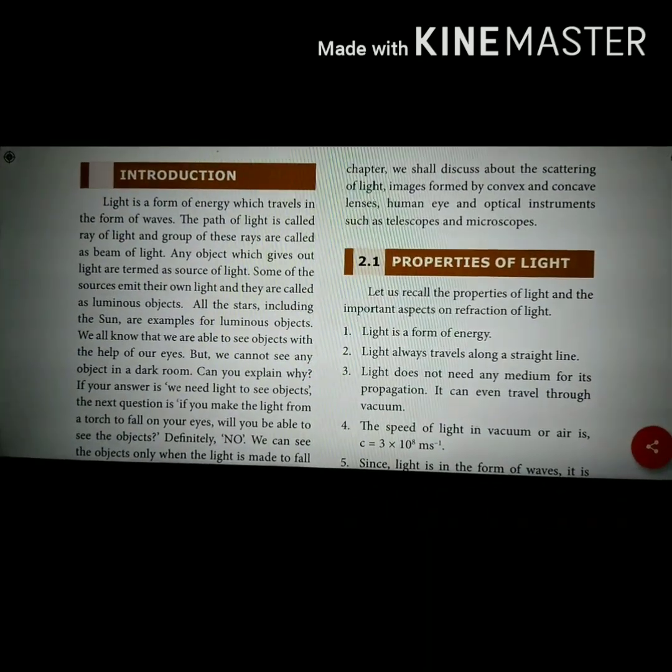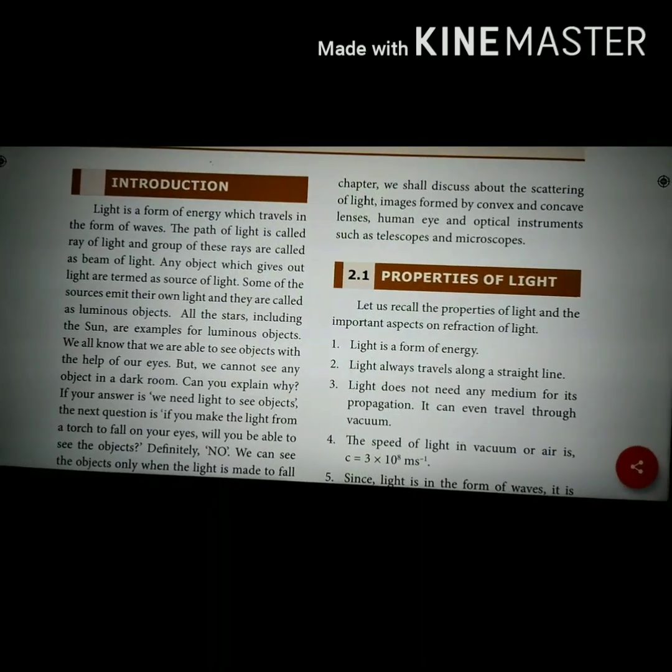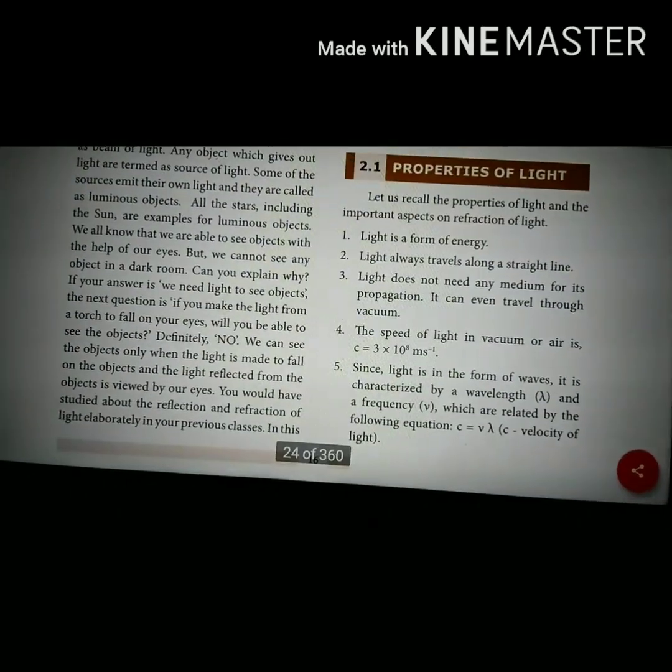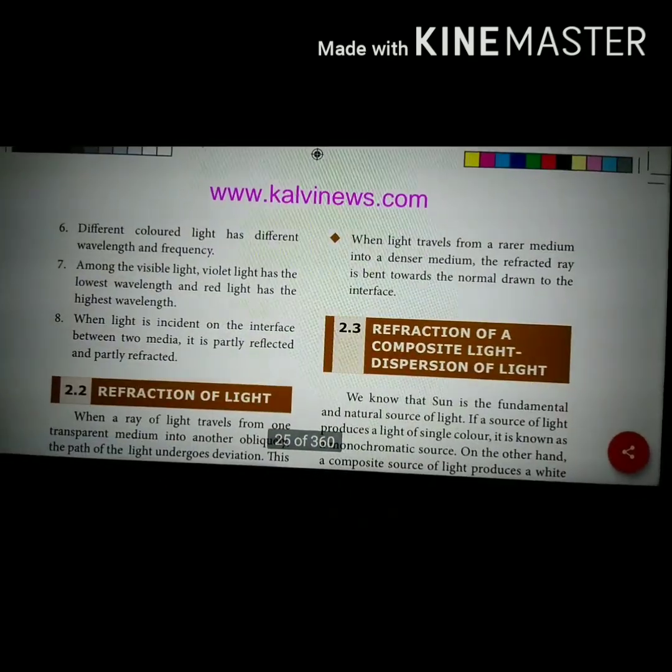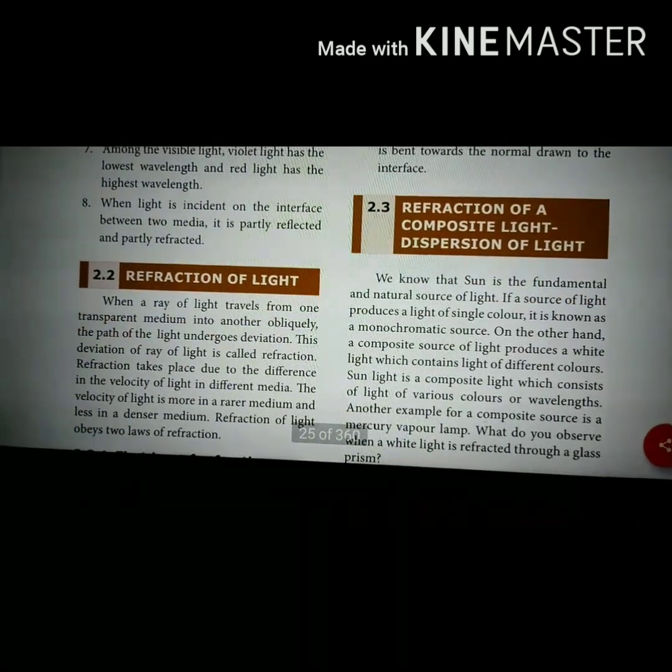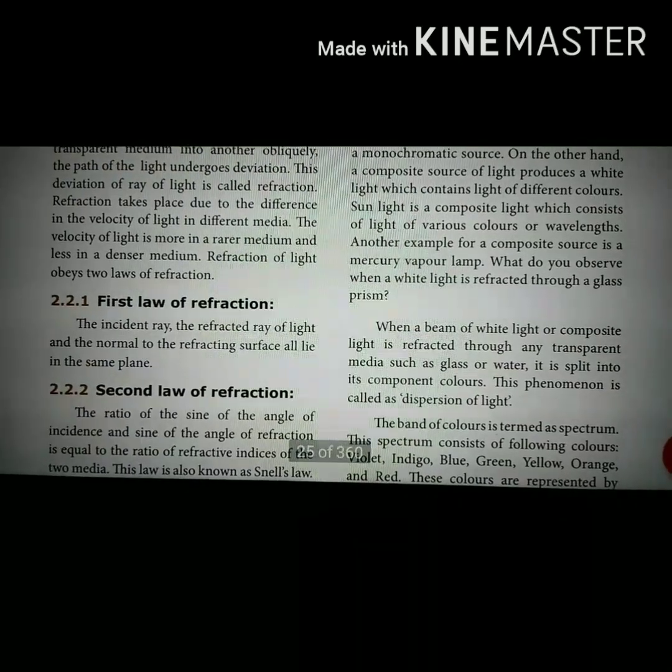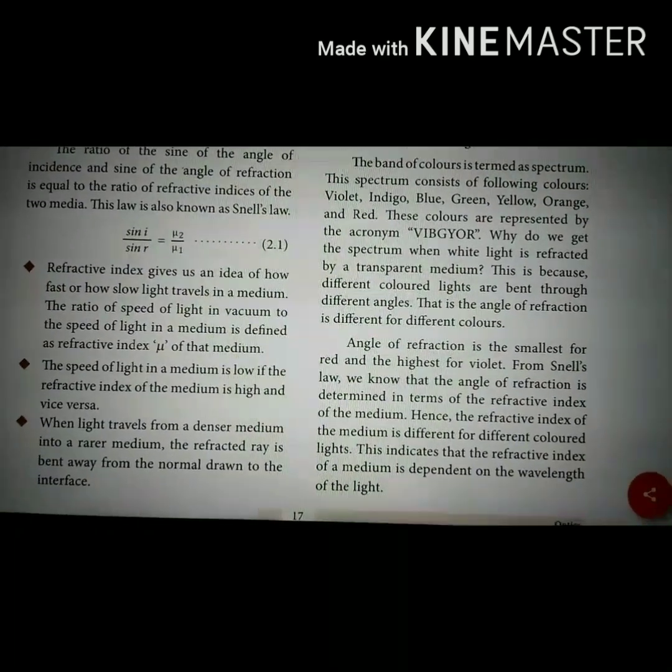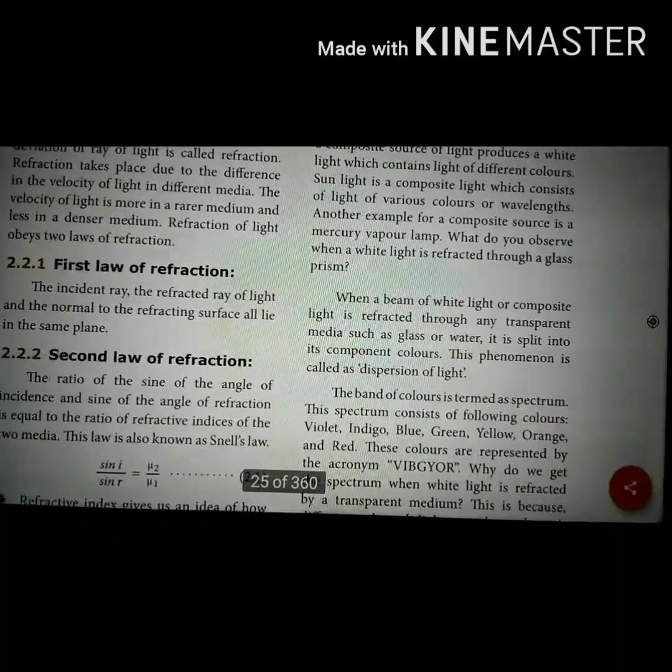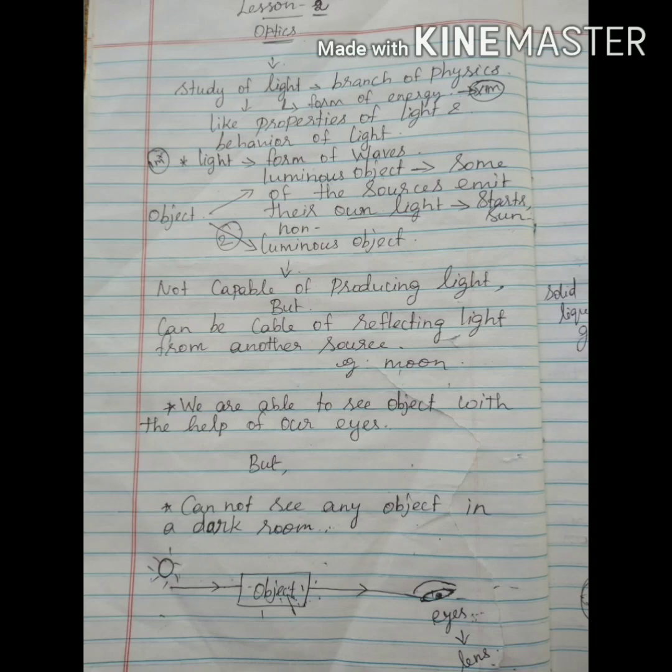In this video, we discuss the subtopics: introduction of light, introduction of rays, introduction of objects. The next important topic is properties of light. It is a very important 5-mark question. And the last topic is refraction of light and its 2 laws. One is the first law of refraction. The other is the second law of refraction, which is also called Snell's law.